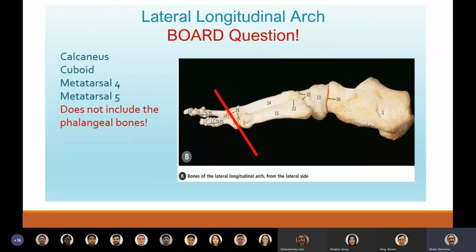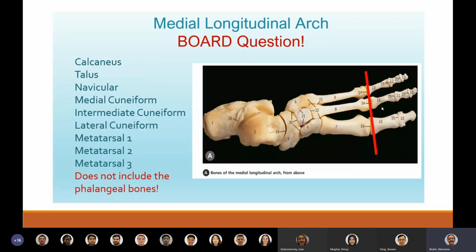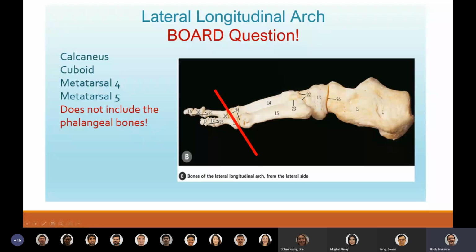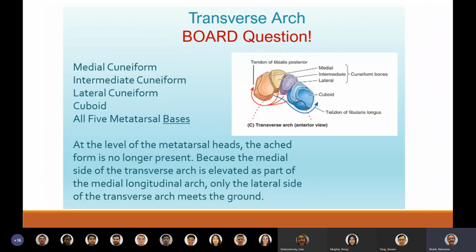Lateral longitudinal arch. The lateral longitudinal arch is basically, again, you have your calcaneus. So remember, between the lateral and medial longitudinal arch, they both share the calcaneus, okay? So the lateral longitudinal arch has your calcaneus, your cuboid, and metatarsals 4 and 5. Again, remember, it does not include phalanges. So what does the medial and lateral arch have in common? What they have in common is the calcaneus, okay?